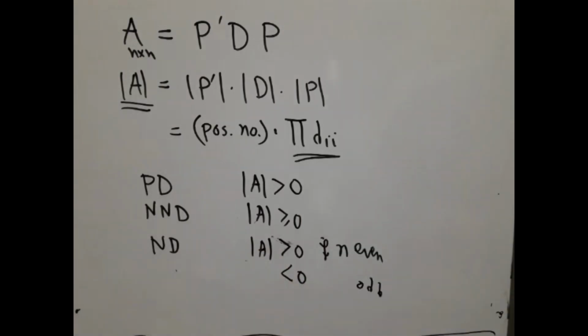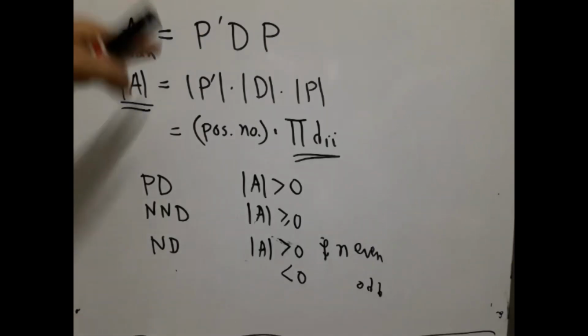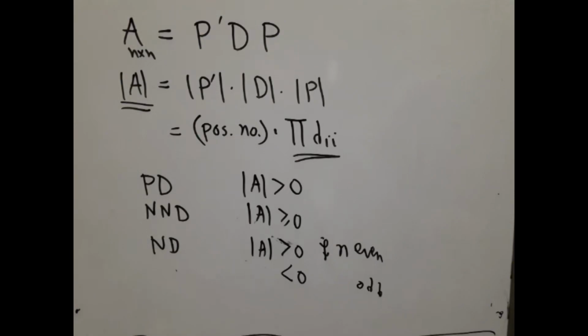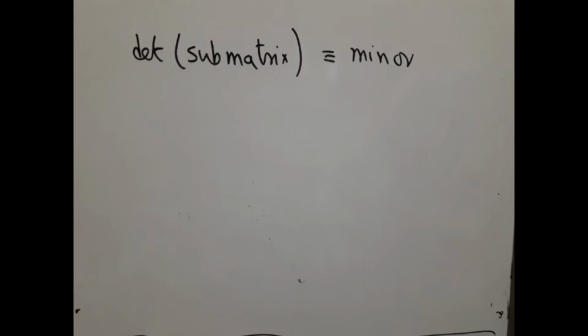So we get something in terms of determinant, but they all come from this result. Now we can continue further with determinants, because we have already seen that submatrices, principal submatrices, are also positive definite or non-negative definite, so we can talk about their determinant also. Here is a quick terminology.